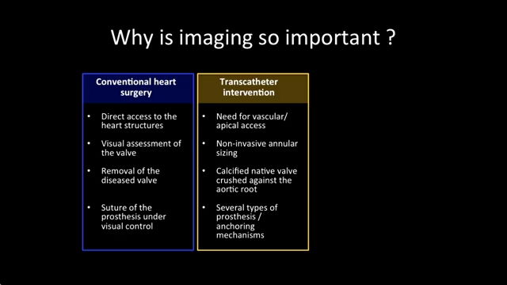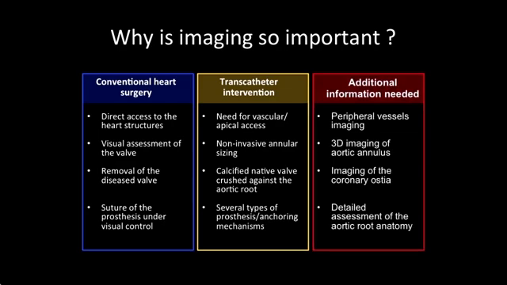The size of the aortic annulus has to be measured non-invasively to select the right prosthesis size. The native calcified valve is not removed and is instead crushed between the prosthesis and the aortic root, and this results in a risk of annular lesion or coronary artery obstruction. In addition, there are several types of transcatheter prosthesis characterized by different profiles and anchoring mechanisms. The type of prosthesis should be selected according to the anatomy of each individual patient.